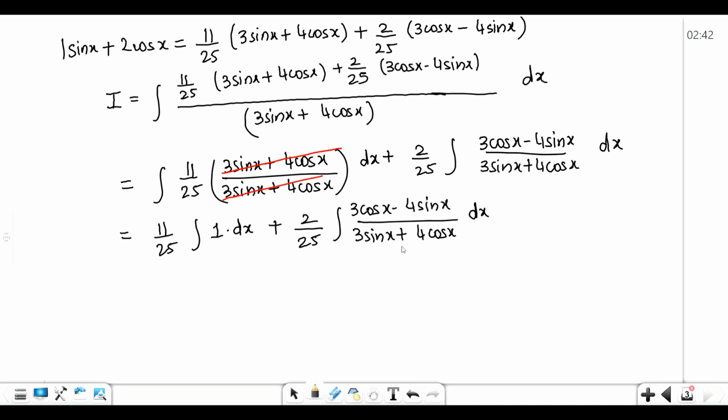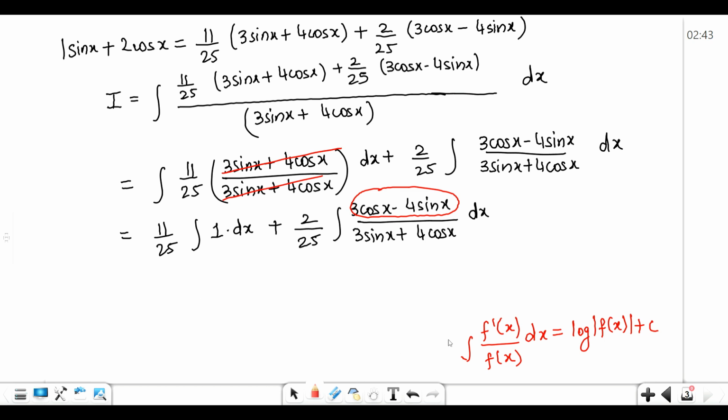Now if you just note over here, what we have in the numerator is nothing but the derivative of the denominator. So we are using the integral property, I'll just write it over here: the integration of f dash of x upon f of x. The original function is in the denominator and you have the derivative of the denominator in the numerator, so that gives you log of mod of f of x plus c. This is the property of integration, so here we are going to use this one.